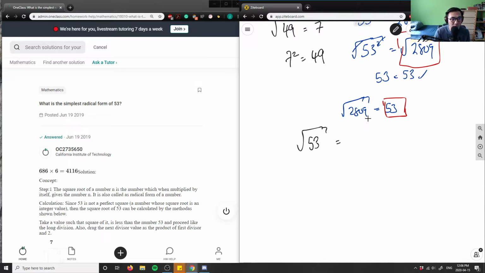I don't know if 53 is factorable. Let me just check. I don't think 53 is factorable. So when we talk about simplest radical form, this is actually just the square root of 53 in itself, because I don't have any factors. 53 here is a prime number, right? This here is a prime number.